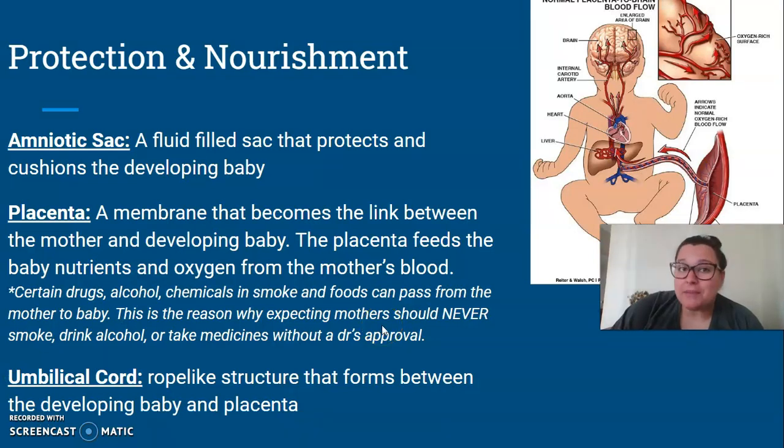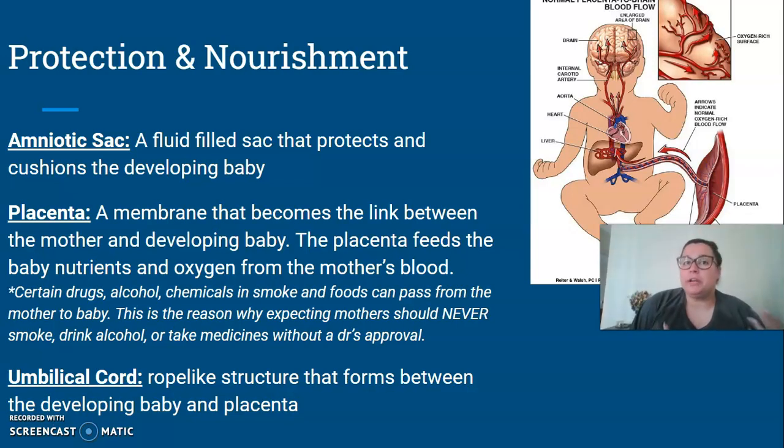Now, while the baby is inside the mother, it's being nourished and it's being protected. For the protection of it, there is a membrane that surrounds the outside of the baby. It's called the amniotic sac. It's filled with this fluid called the amniotic fluid. The fluid protects and cushions the baby, so if something gently bumps the mom, it's not going to hurt the baby. So it kind of floats around in this fluid.